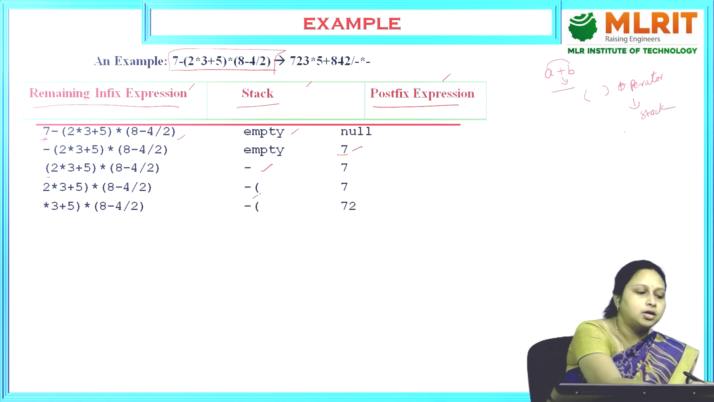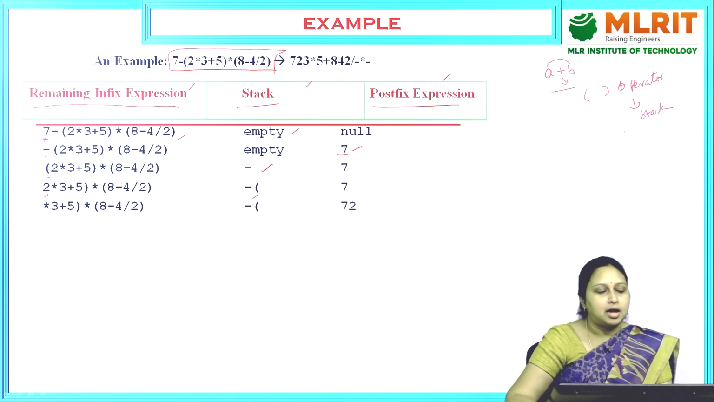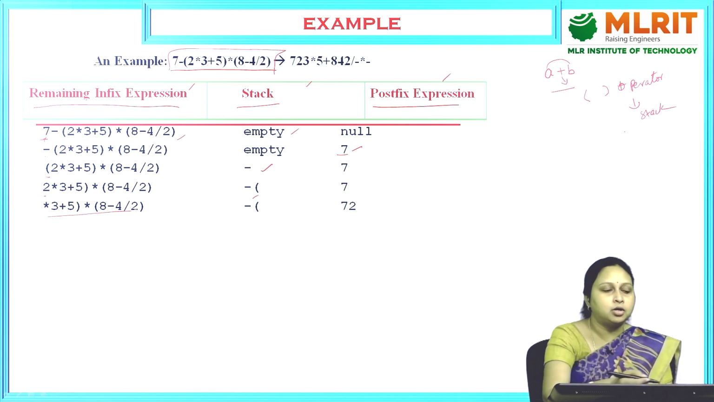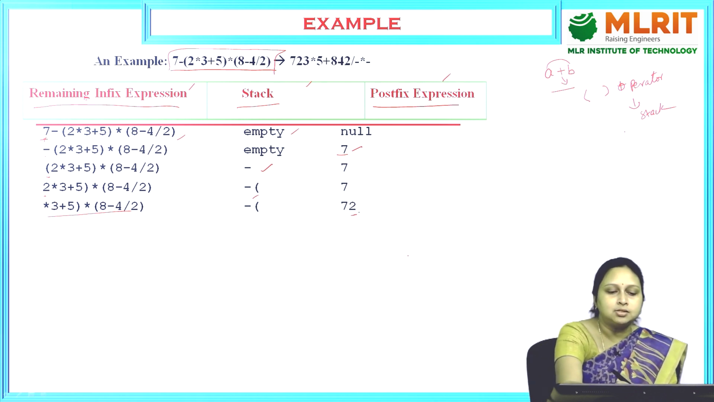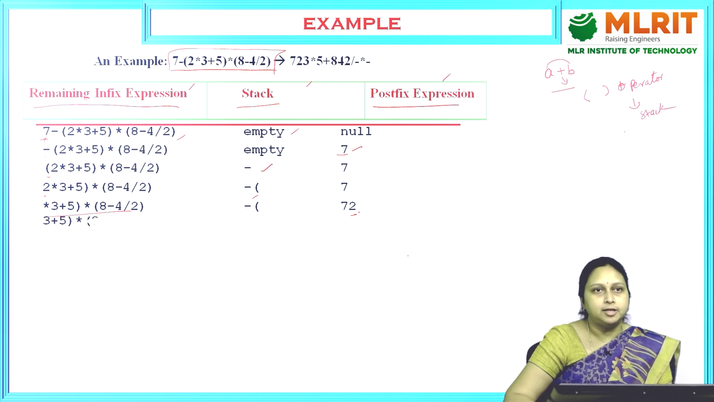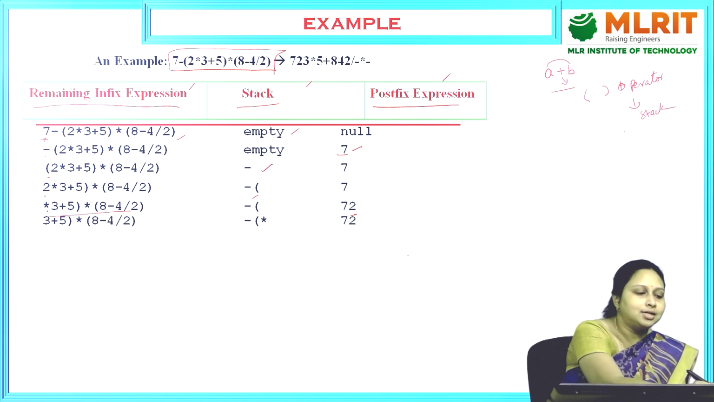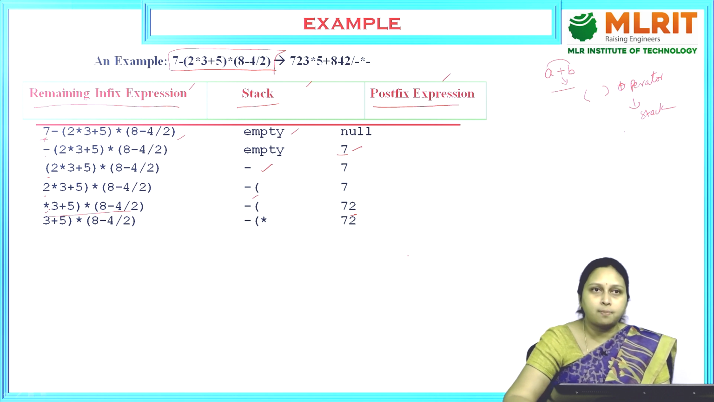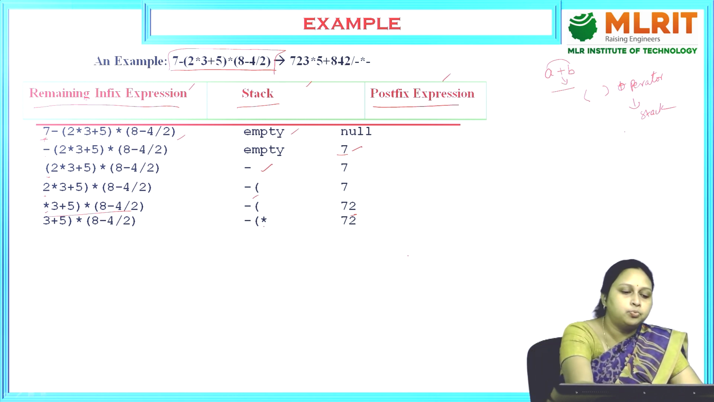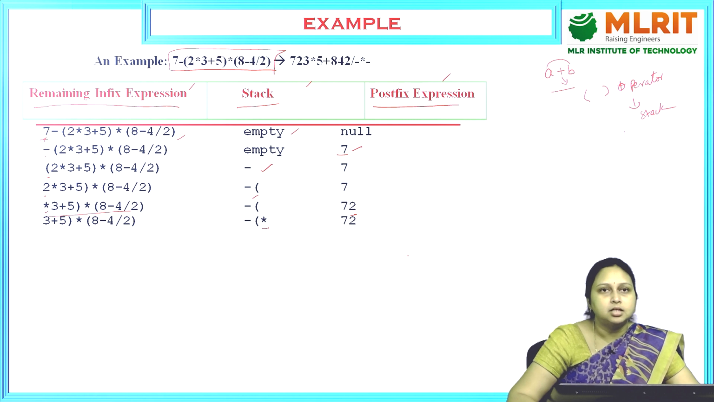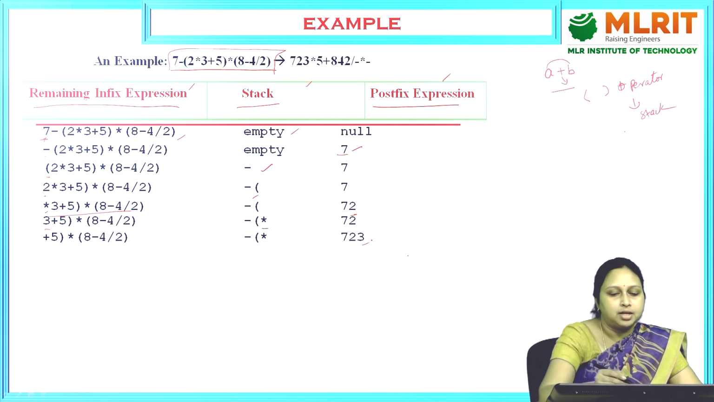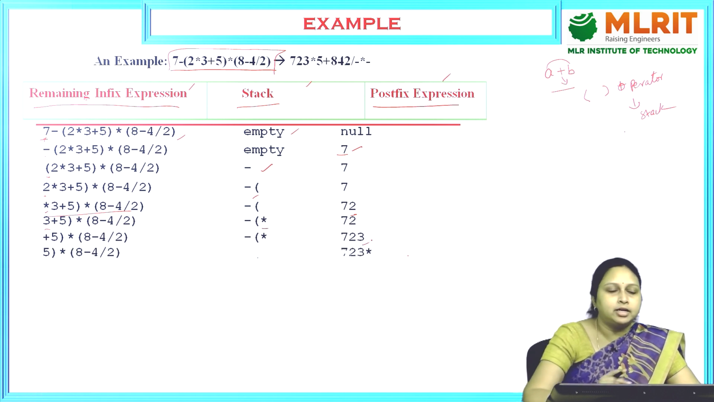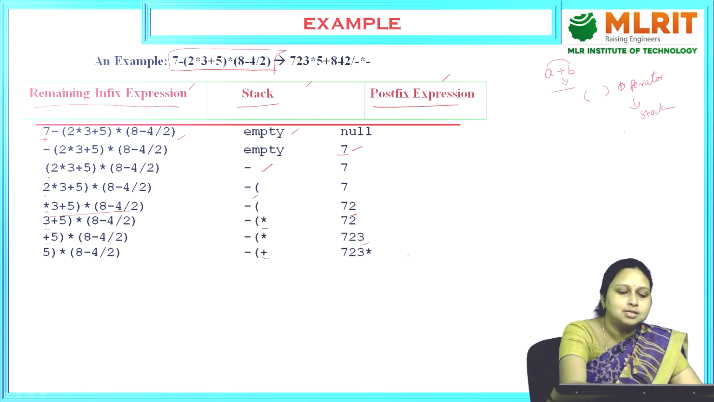Next, I find 2, and the remaining expression is this. If it is a constant value or operand, then we place it in the postfix expression. Then the next symbol is star, which is an operator. If I find an operator, I push it onto the stack. Then the encountered symbol is 3, so I place it in the postfix expression. Next, the encountered symbol is plus.